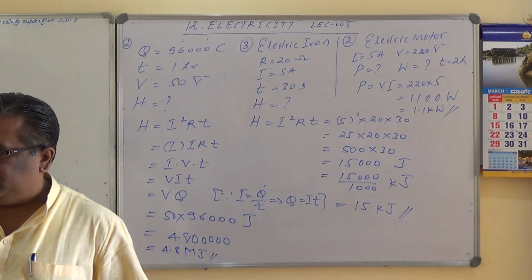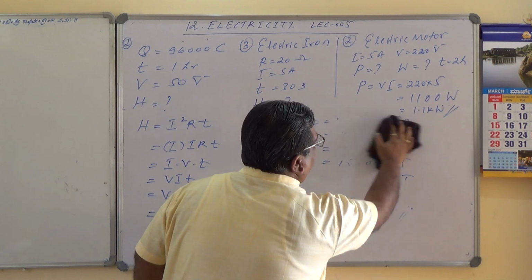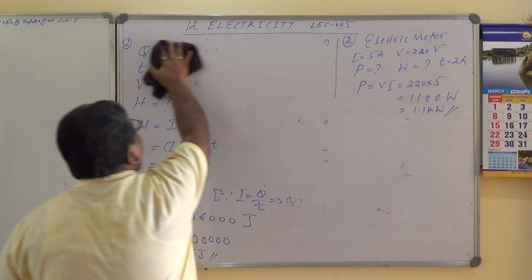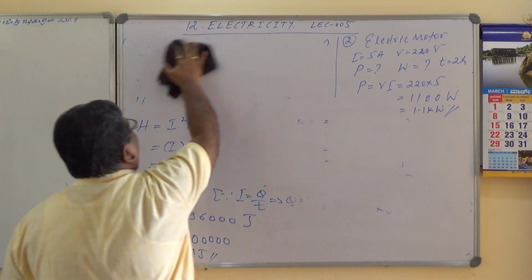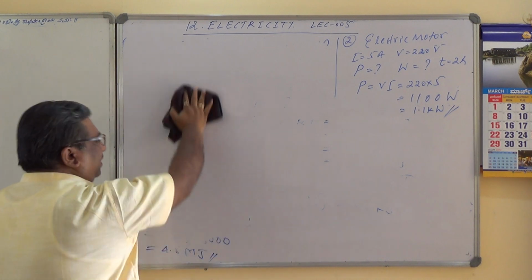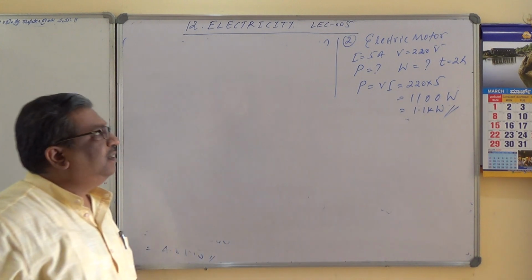We'll check the answer. I'll erase this part meantime. Power is 1.1 kilowatt. Generally, if the powers are above 1000 watts, it is preferable to express in terms of kilowatts. Okay, next. What is the question?